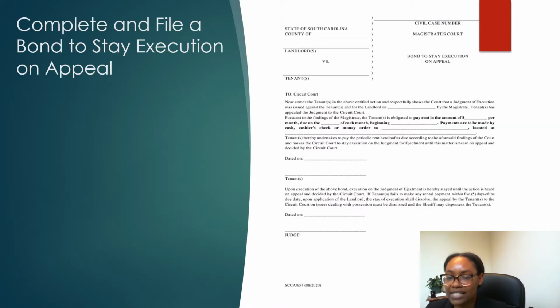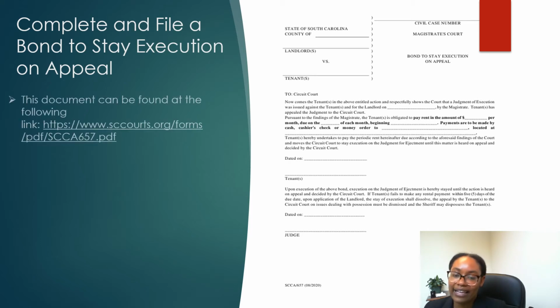And on this next slide, you will see a picture of the bond to stay execution on appeal. And this is your written promise right here. And I've included, you can find this document, of course, on the SC Court's website as well. And I have also included a link for you to view this document.